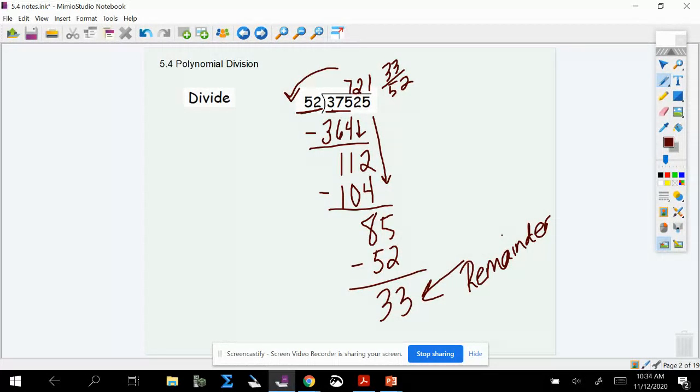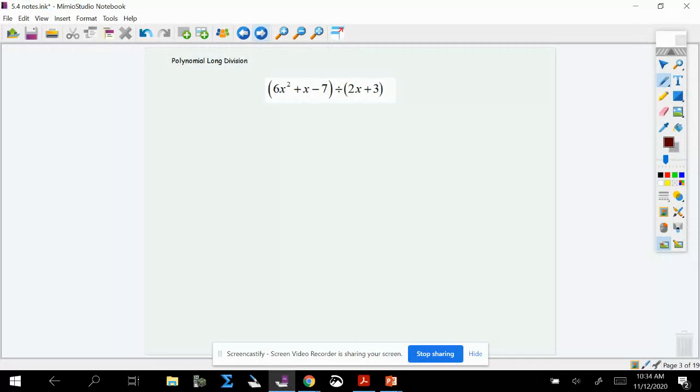Well, now we're going to look at what happens when we divide polynomials. So now instead of dividing all numeric pieces, we're going to divide things that are polynomials. So here's what it looks like. You'll be given a polynomial and then asked to divide by another polynomial. So the first thing you want to do is set it up with a division bar. So 6x squared plus x minus 7 is going to go under the division bar. And then this part, we call it the divisor, what I'm dividing by, is going to go out here.